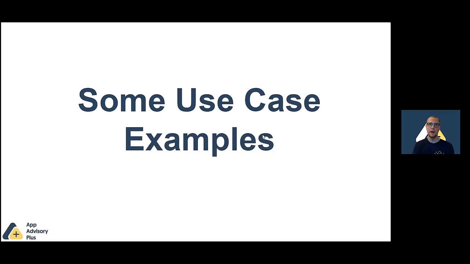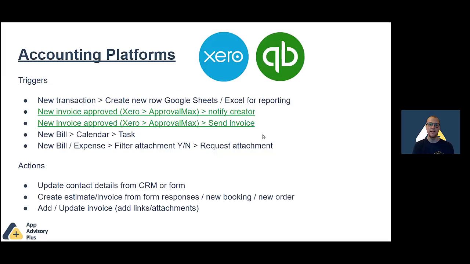No worries. And hopefully I'm going to cover off a fair few, or as many as I can, use case examples now. I'm going to start off with the accounting platforms. These are probably the main two accounting platforms with really good Zapier integrations. Here are some examples of how I've used this in the past. Trigger: new transaction comes in. Action: create a row in Google Sheets for reporting.